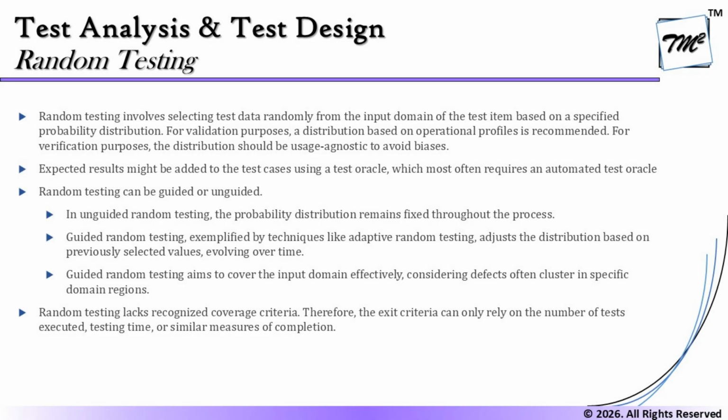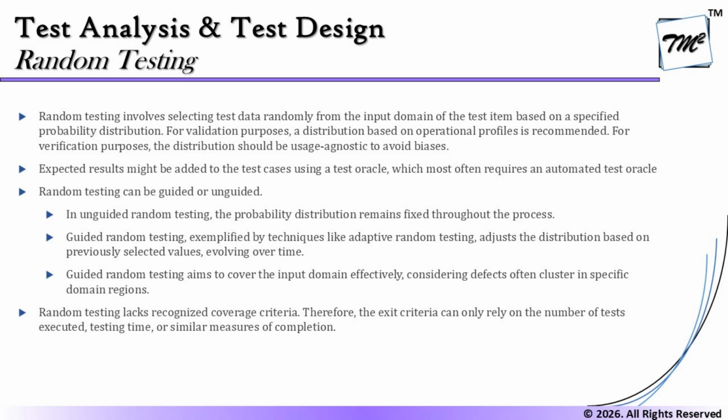The second point to talk about is that guided random testing also aims to cover the input domain effectively, considering defects often cluster in specific domain regions, which simply represents that sometimes I can be domain driven as well, which could act as a guide for me to define the required set of test cases, and I can still be aligned to the goal, not getting misguided. Unguided can be aimless also.